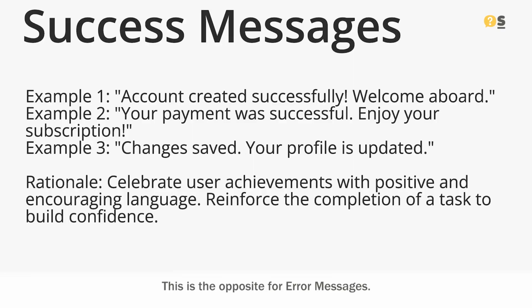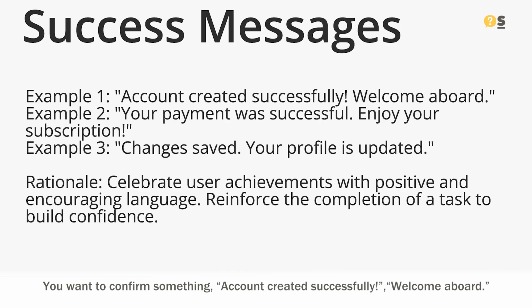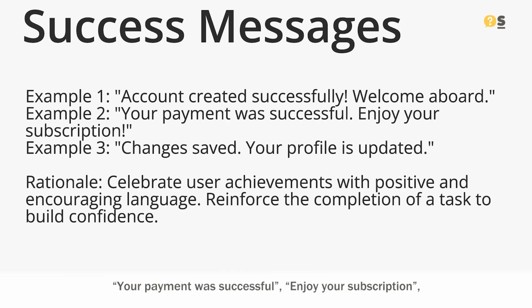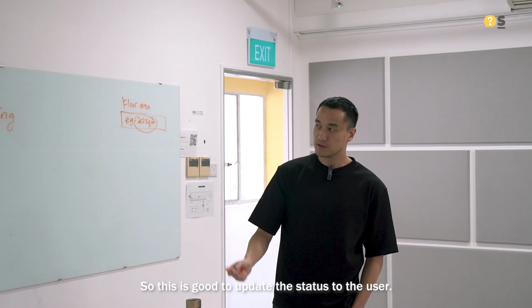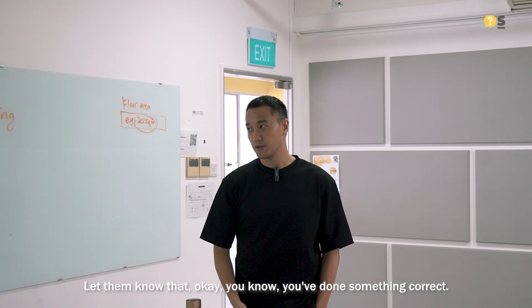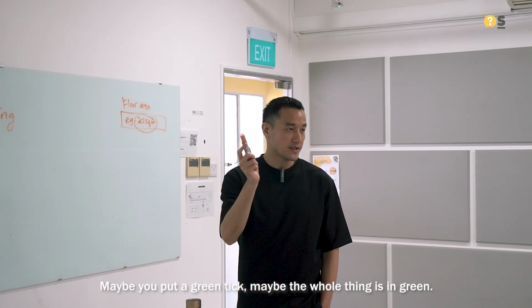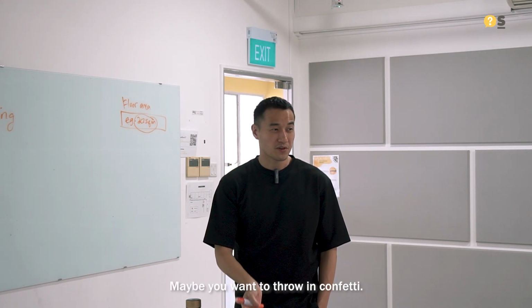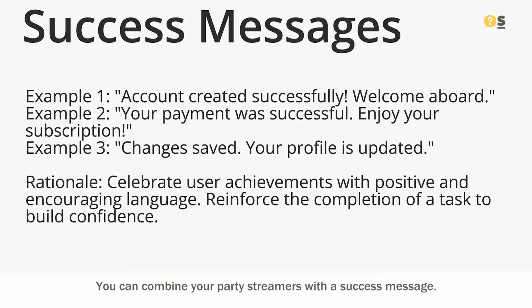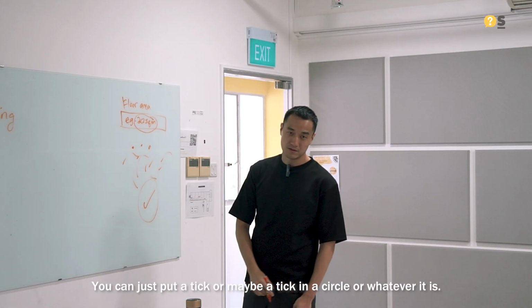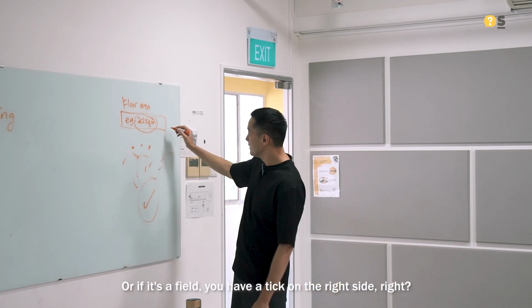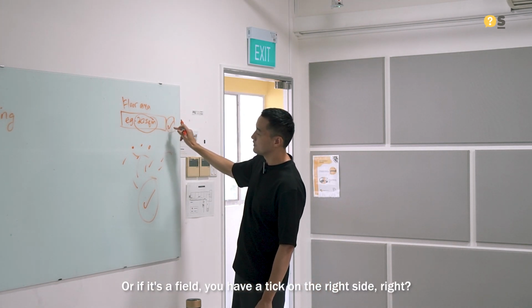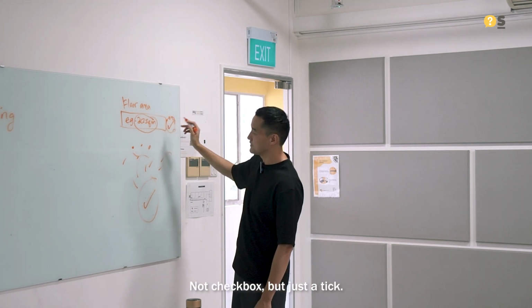Okay, success messages. This is the opposite of error messages. You want to confirm something: account created successfully, welcome on board, your payment was successful, enjoy your subscription, changes saved, your profile updated, and so on. So this is good to update the status to the user, let them know that, okay, you've done something correct. Maybe you put a green tick, maybe the whole thing is in green, maybe you want to throw in confetti. You can combine the party streamers with a success message. Otherwise, the safe one, the very neutral one, you can just put a tick. Maybe a tick with a circle or whatever it is. Or if it's a field, you have a tick on the right side. Not a checkbox, but just a tick.